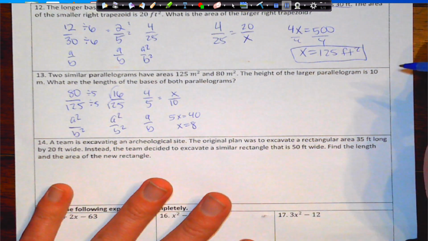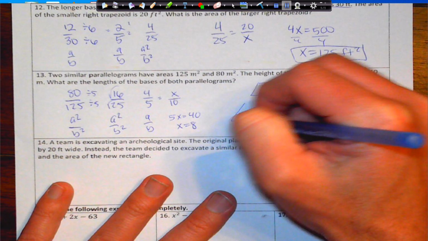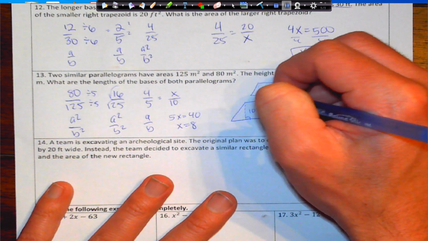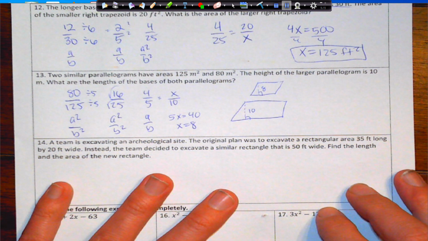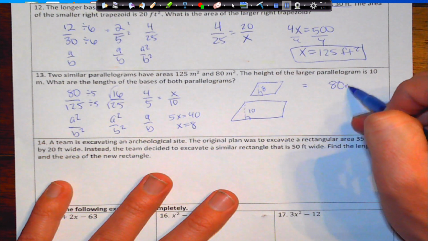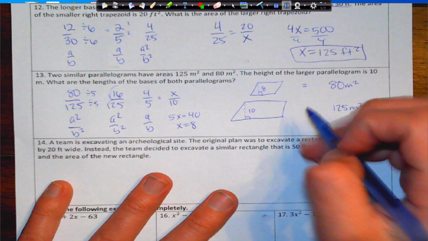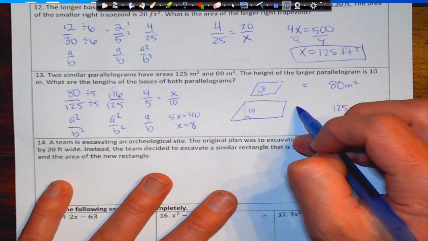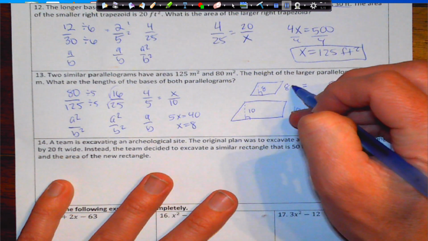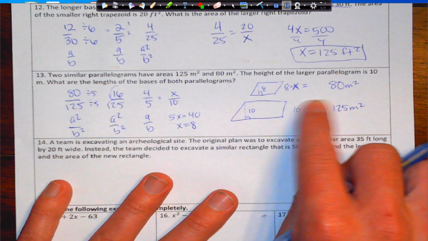So let's do two equations. We have a small parallelogram and we have a large parallelogram. We know that the height of the large is 10. We just found the height of the other, that's 8. We know that this one should equal an area of 80 square centimeters, and this one should equal 125 square meters. So the question is, what are the lengths of both bases? Well, I'm going to have to do 10 times x, which is the length, and 8 times x, which is equal to this. So this one's really easy. 8 divides into 80.